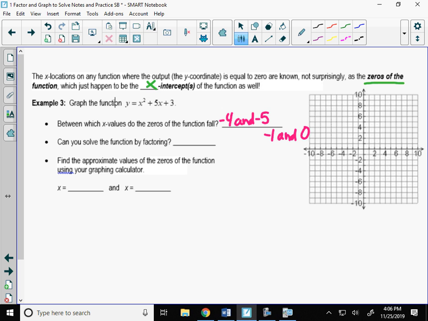So we have some kind of decimal in between those two whole numbers. So can we solve by factoring? Because that's going to help us out here. Well, I need two numbers that multiply to 3 and add to 5. 3 and 1, no, I can't solve by factoring. This is prime to factor, but there are still x-intercepts. So let's find the x-intercepts using our calculator.